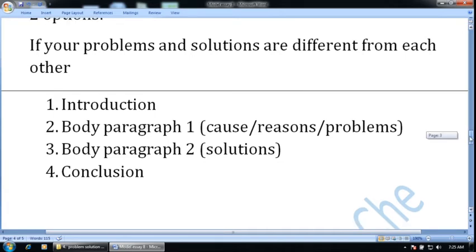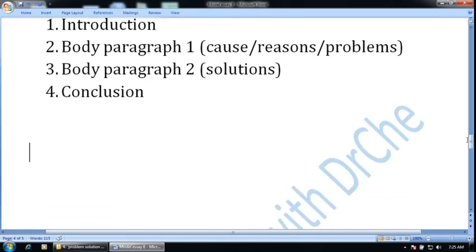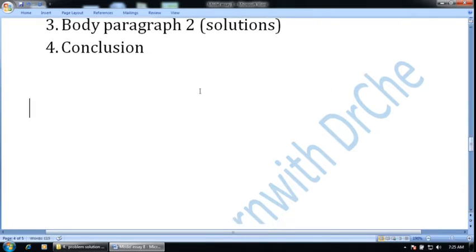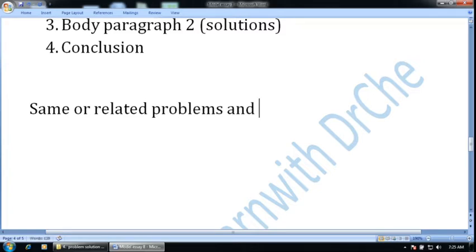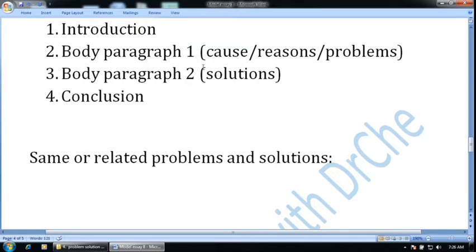If your problems and solutions are linked to each other, the same or related problems and solutions, then we have two options. We can just write in this way: introduction, body paragraph 1, causes, problems or reasons. Body paragraph 2 we would write solutions, and then conclusion.